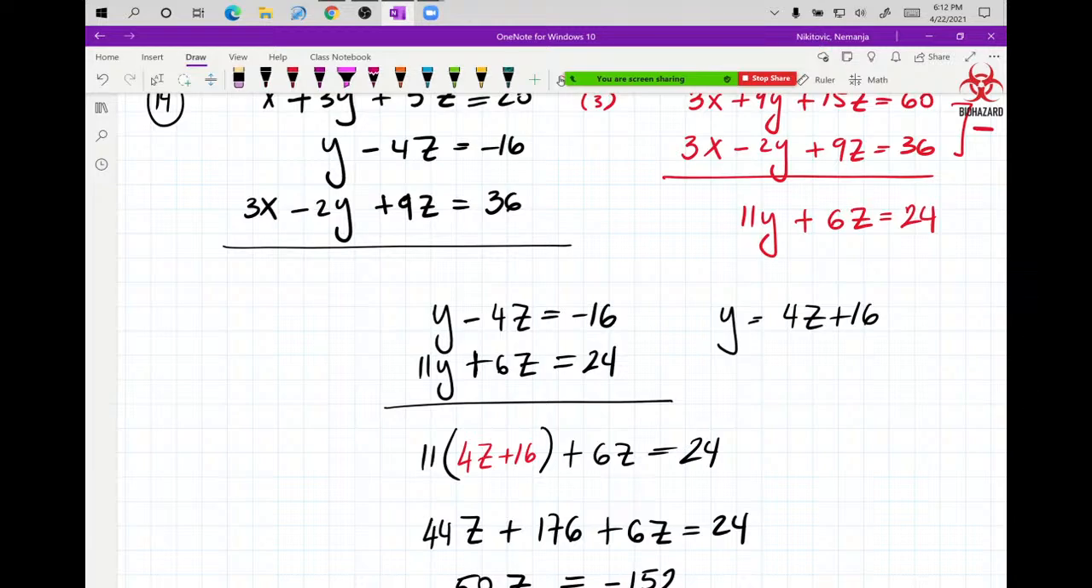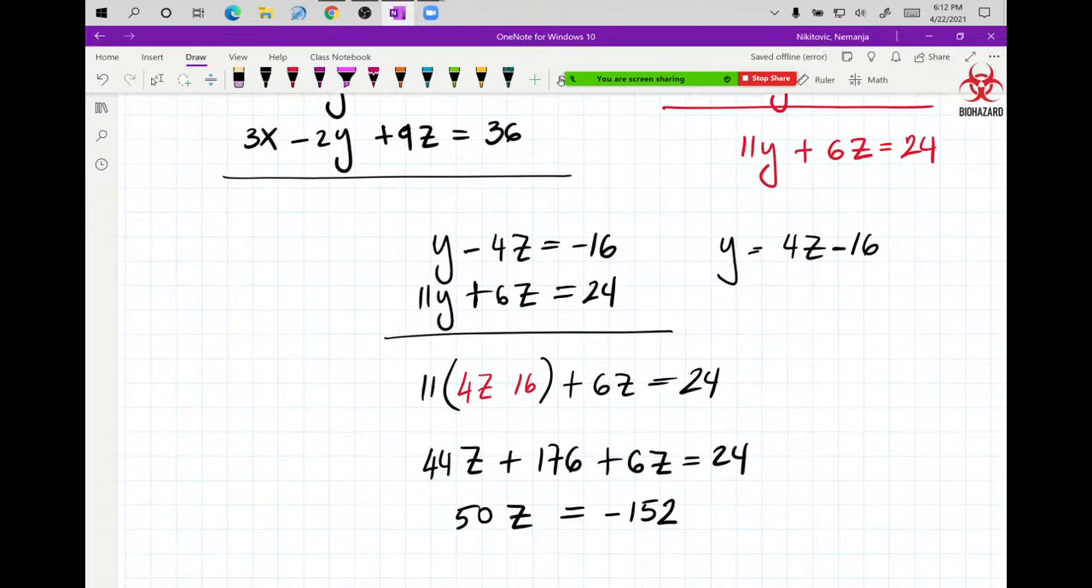Aha, this sign is wrong. It's negative 16. This sign over here is supposed to be negative because I'm moving 4z to the other side. The sign of 16 has to stay. Okay, there we go. So that's minus 16 over here. And because that is a minus 16, then this is going to be negative 176. Oh, and that makes this 200. Okay, there we go.